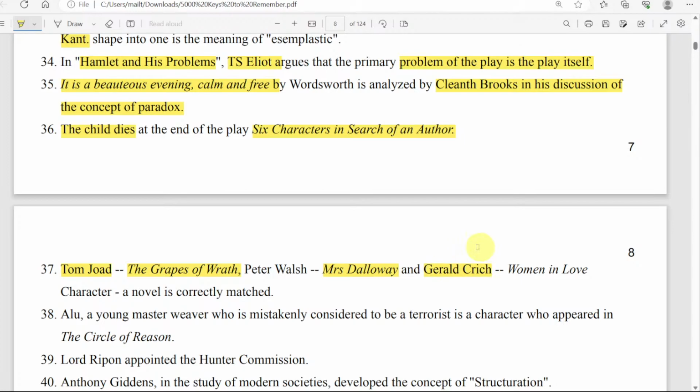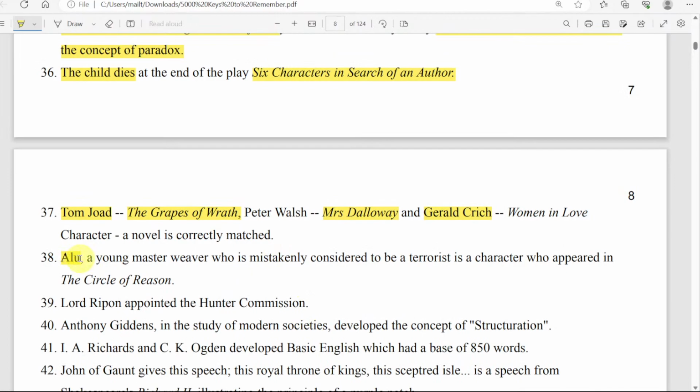Okay, Alu, remember Alu? Alu is a young master weaver who is mistakenly considered to be a terrorist in where? The Circle of Reason. Remember that. Lord Ripon appointed the Hunter Commission. Important from Unit 10, right?